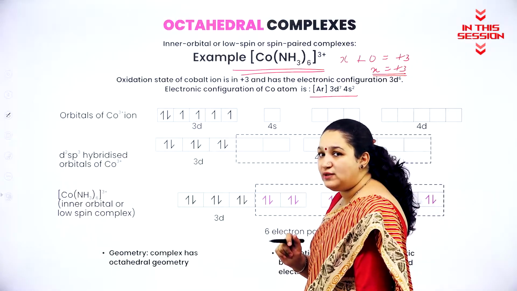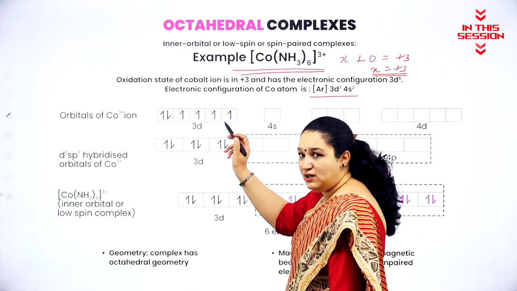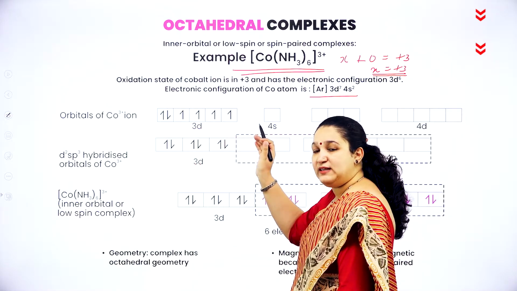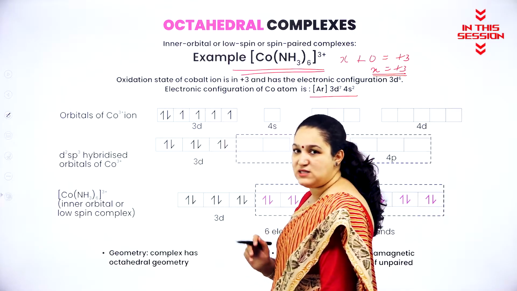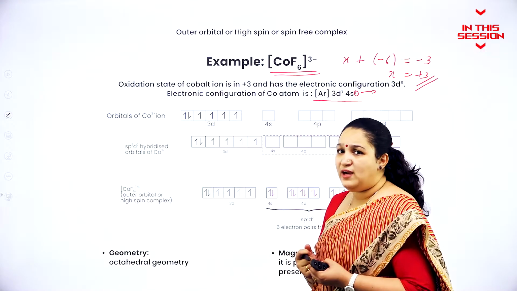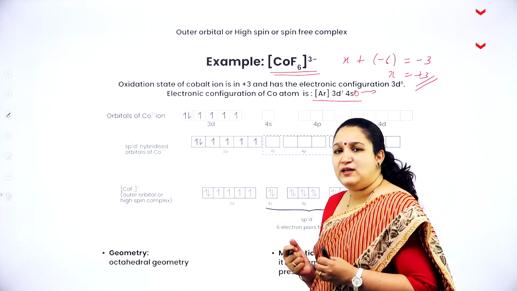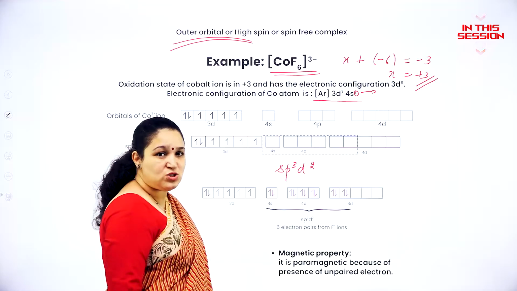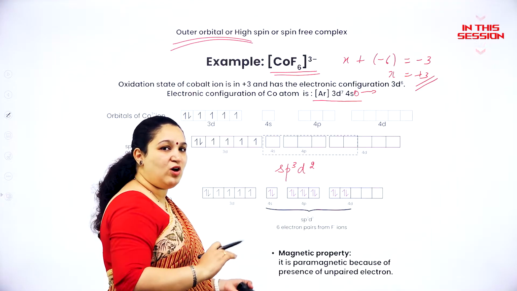What does Hund's rule tell? Every orbital should be singly occupied, then only the pairing up will start. But we need vacant orbitals. From where do we get the vacant orbitals? You understood now the difference between inner orbital and outer orbital?